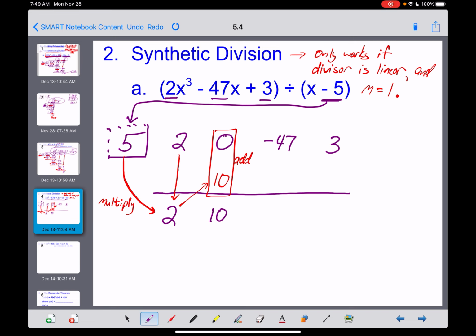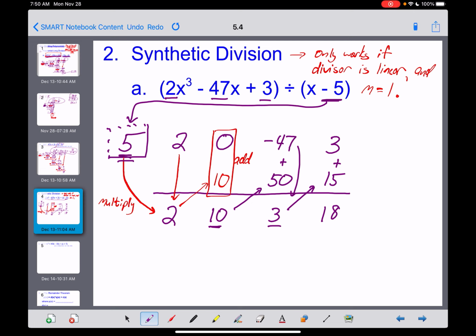And now, this gets a little bit crazy if I keep drawing arrows. We do the same process all over again. We multiply this 5 right here by this 10. The 5 times 10 is going to give us 50. That result goes right over here. And then we add these numbers together here. The negative 47 plus that 50 here is going to give us a 3. And one more time now, we multiply the 5 times the 3 here, and we get 15. That number goes right here. And then we add these two numbers together as well. The 3 plus 15 gives us an 18. Now, there's nowhere further to go with this. That's it as far as the synthetic division goes.